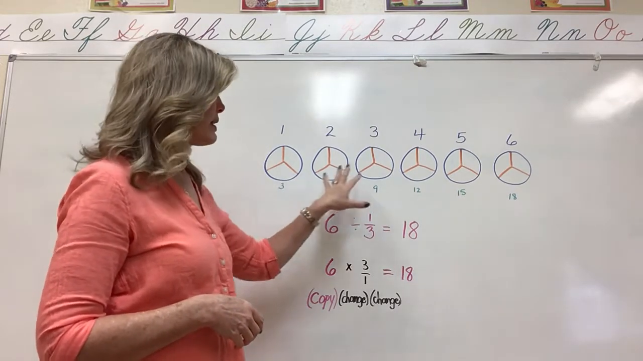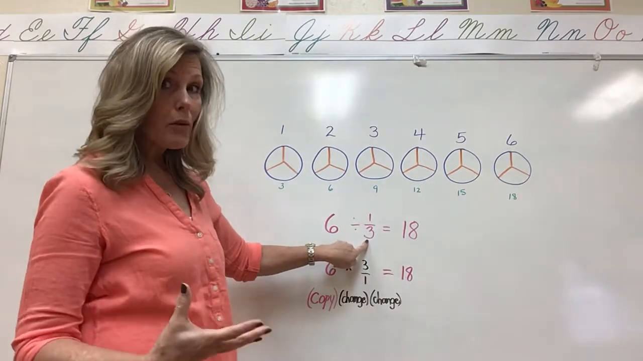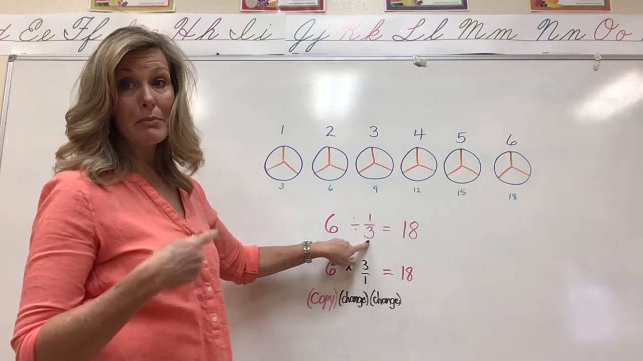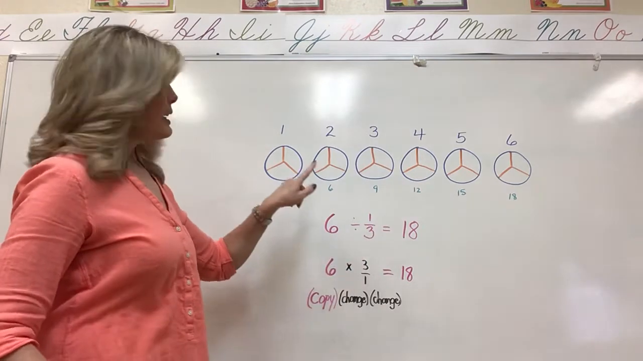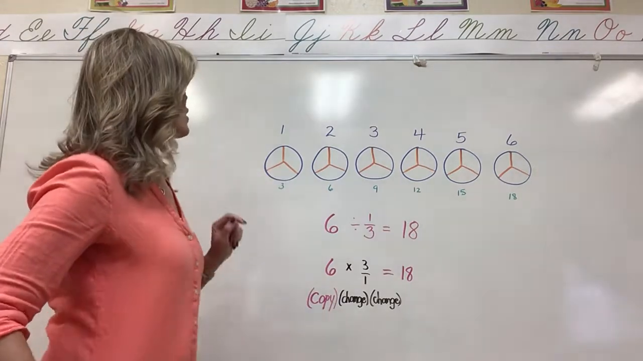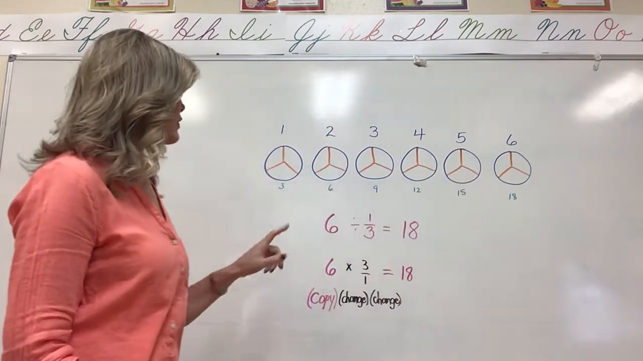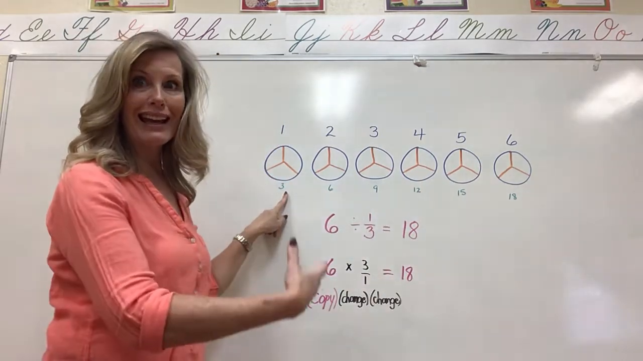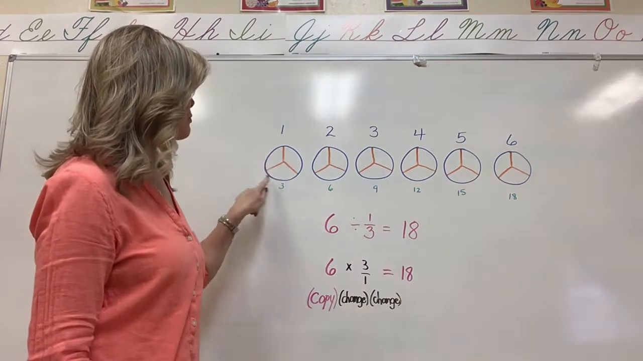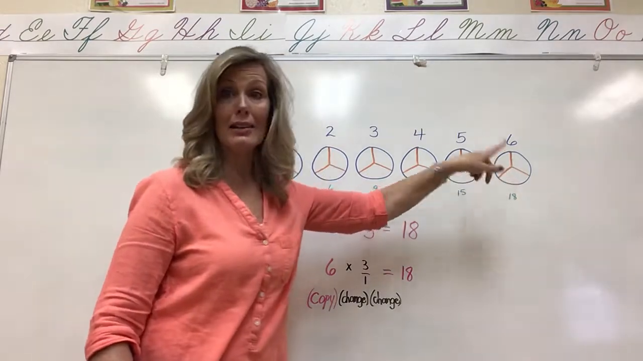I have 6 things. I'm dividing it into thirds. The reason I know I'm going to divide it into thirds is because of the denominator. The denominator tells me how many parts each whole is going to have. So after I've divided each circle into thirds, now I'm going to add up how many parts that's going to give me. So there's 3, 6, 9, 12, 15, 18.